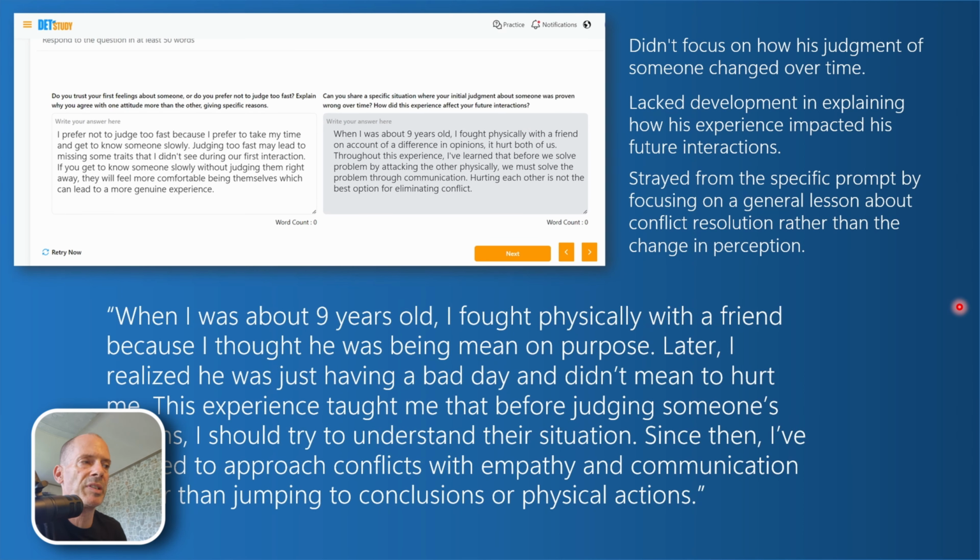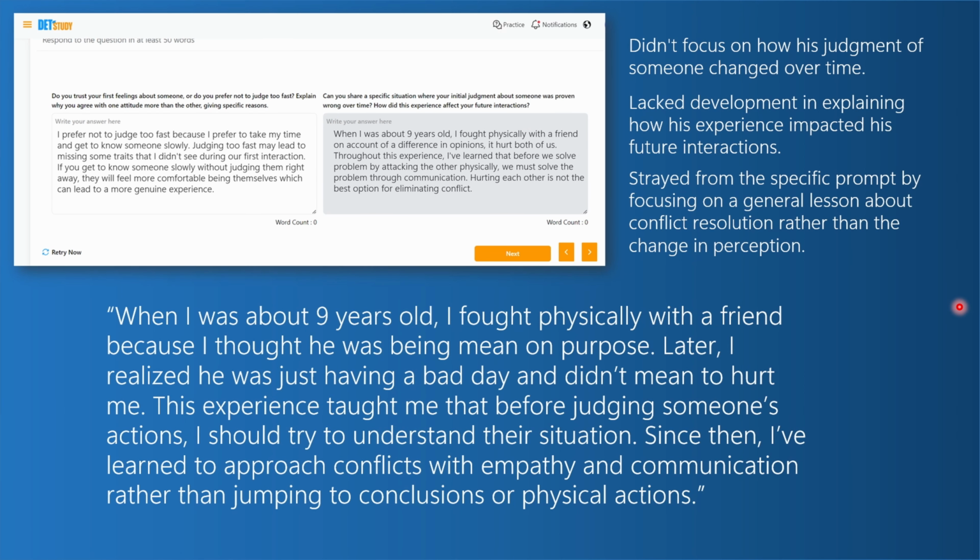And we came up with something like this. When I was about 9 years old, I fought physically with a friend because I thought he was being mean on purpose. Later, I realized he was just having a bad day and didn't mean to hurt me. This experience taught me that before judging someone's actions, I should try to understand their situation. Since then, I've learned to approach conflicts with empathy and communication rather than jumping to conclusions or physical actions.